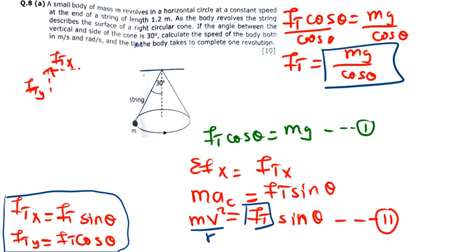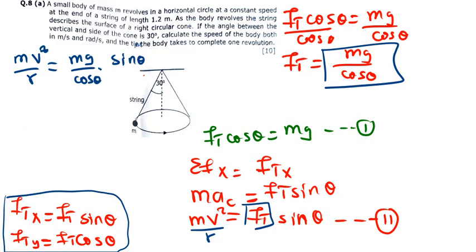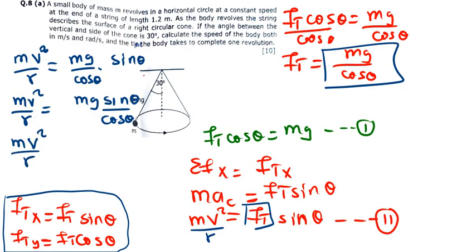Let me just get rid of this part here. So I'll say mv squared, I'm writing the second equation, divided by r is equal to, where there is ft, I'll put mg over cos theta times sin theta. This can be written as mv squared divided by r is equal to mg, then sin theta divided by cos theta. So what is sin theta divided by cos theta? Tan theta.